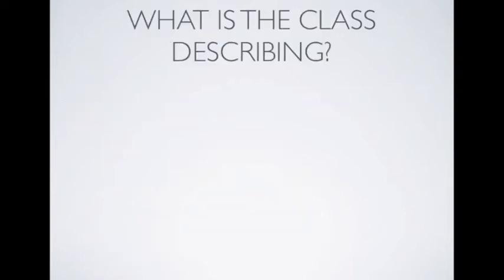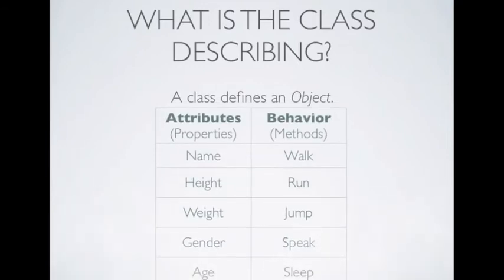All right, so what is the class describing? The class defines an object. So you have classes, you have objects. A class defines it. So what is an attribute and what is a behavior? Well, an attribute or a property is what is the thing's name, what is its height, what is its weight, what is its gender, etc. And these are just examples. There are a million things that you can say it is.